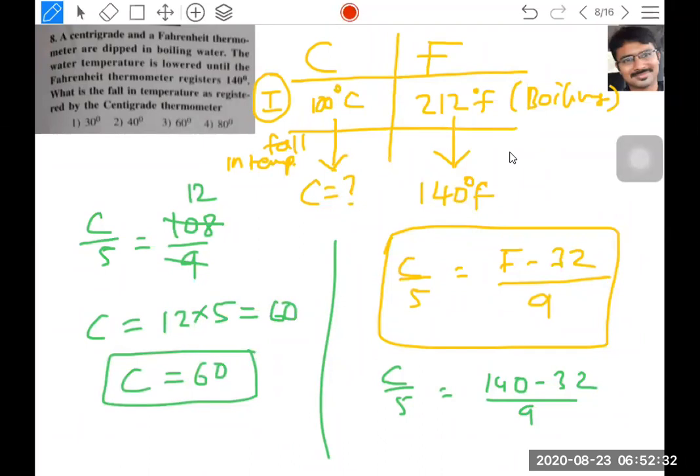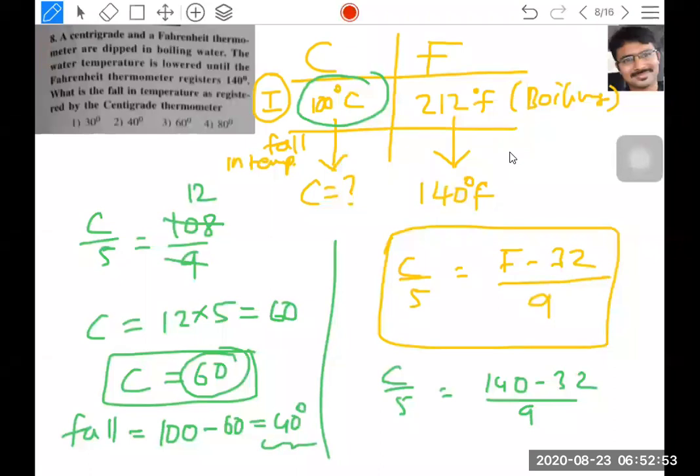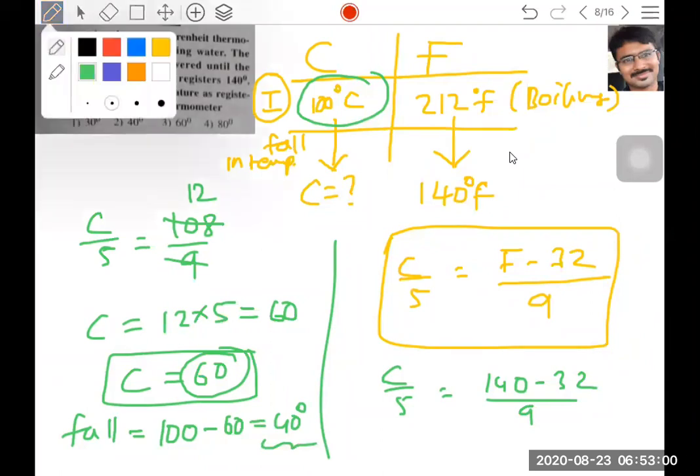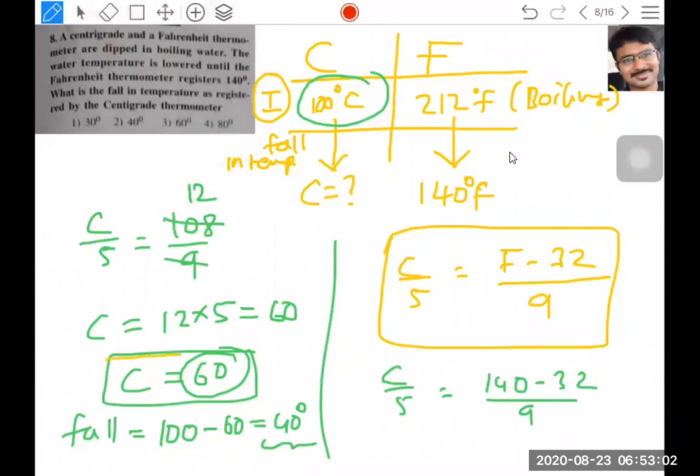The fall in temperature. Fall in temperature means, initially how much? 100. Now how much? 60. From 100 to 60, how much has the temperature decreased? That means 100 minus 60. Answer is 40 degrees centigrade. You must not stop at C is equal to 60, because students will be in a hurry and say we got the answer.